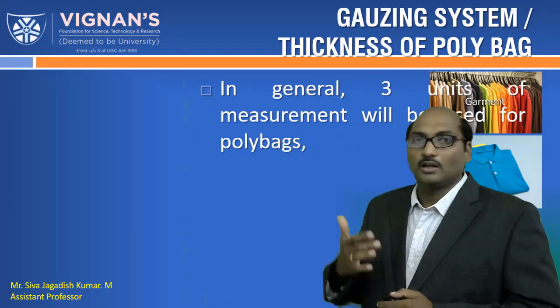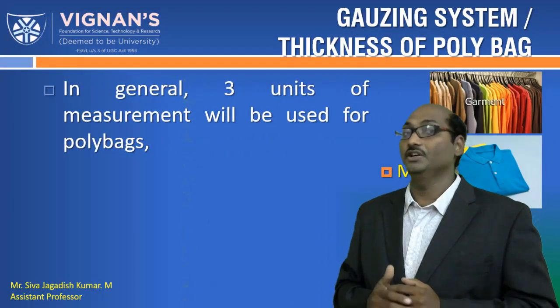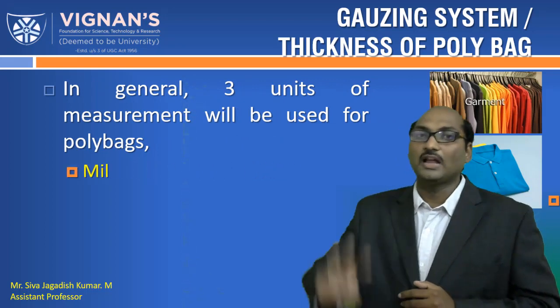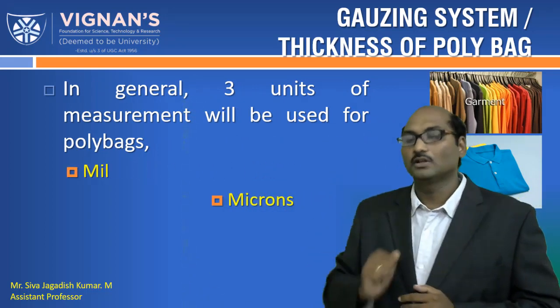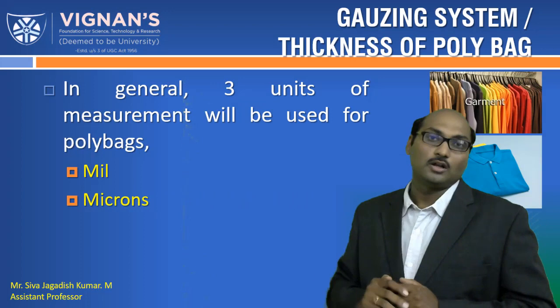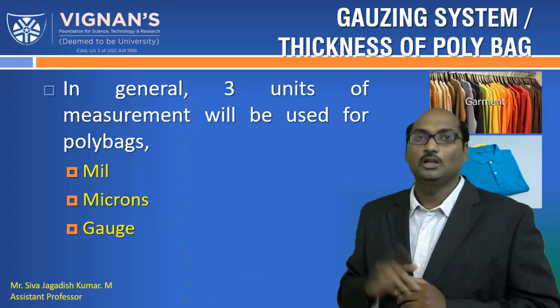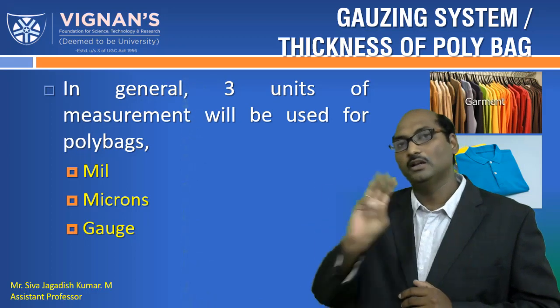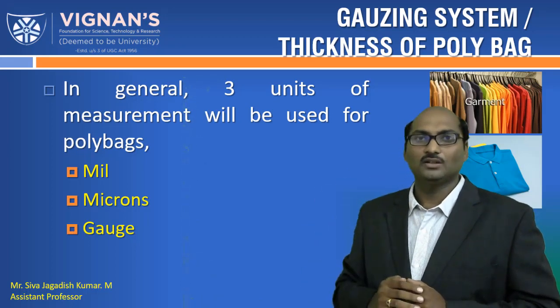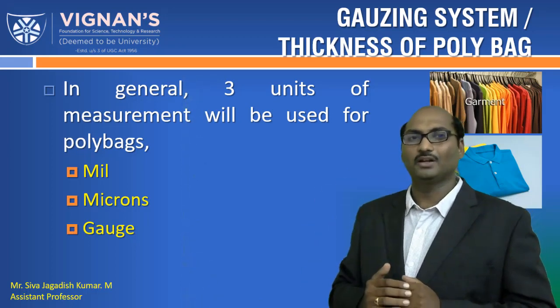Now the gauging system, or the thickness of the poly bags. Generally there are 3 types of units for measurement. One is mil, another is micron, another is gauge. Mil, micron, gauge. So what is mil? What is micron? What is gauge?